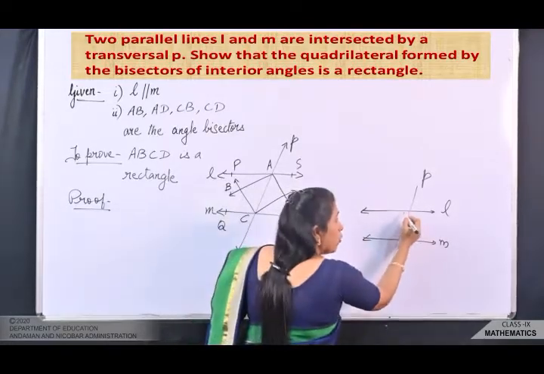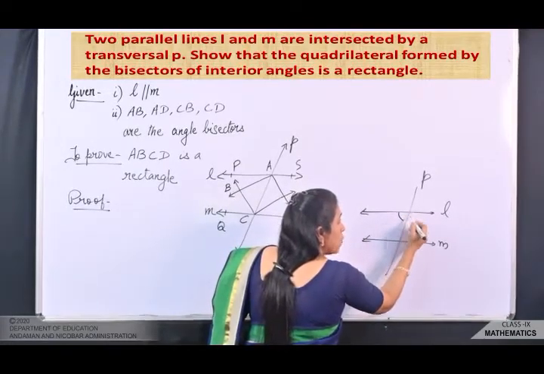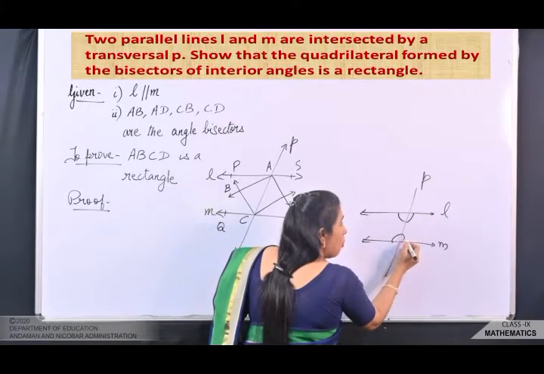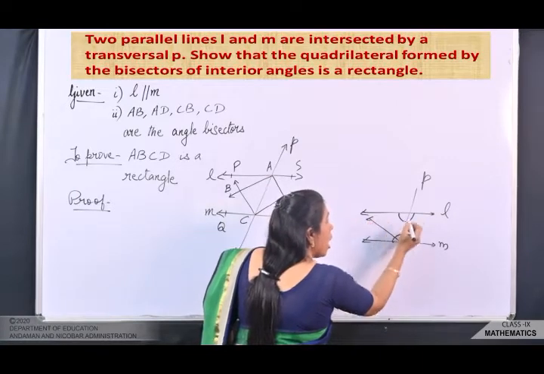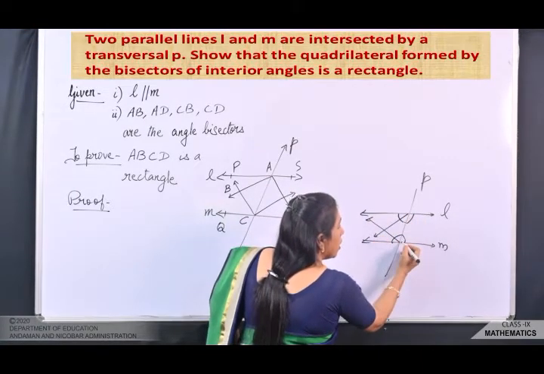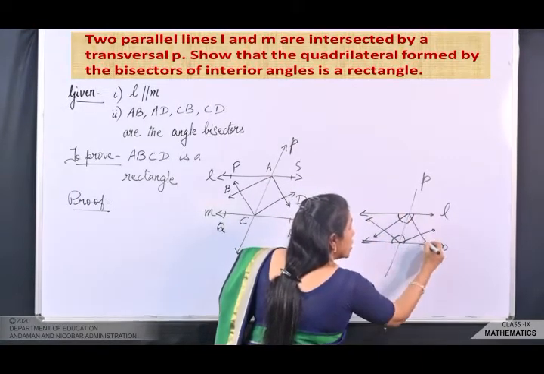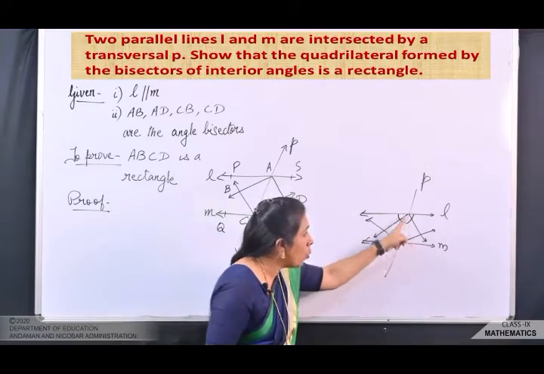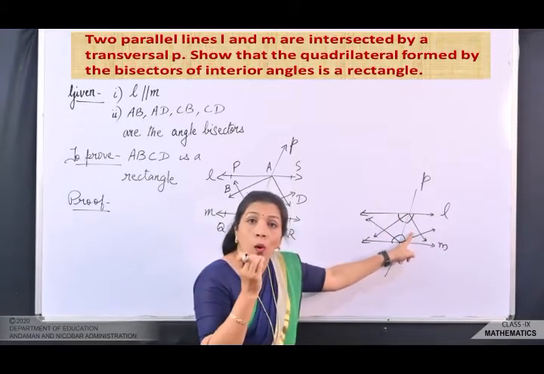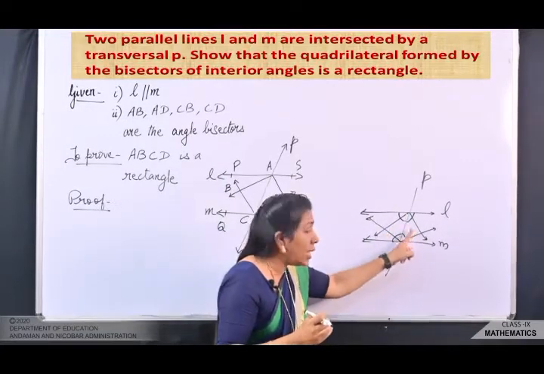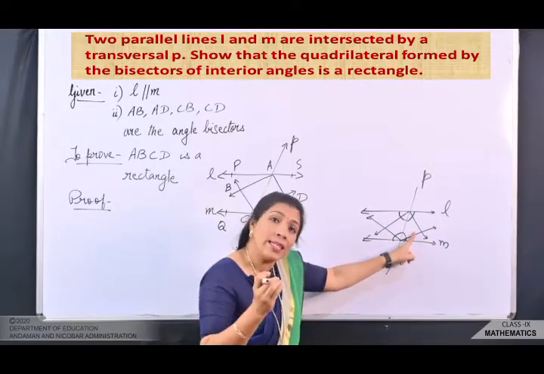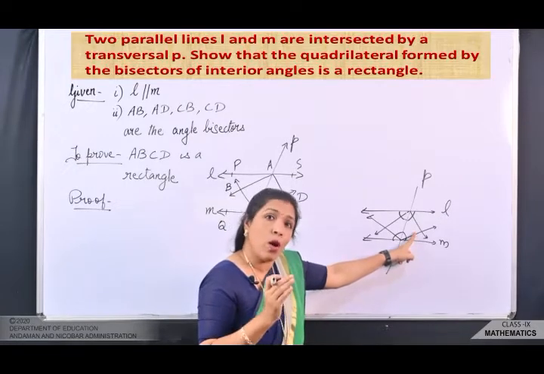That means these are the four interior angles. So these four angles are being bisected and the angle bisectors are moving this way, here and this way. यानी यहाँ पर आपको बीच में you are getting a quadrilateral. You have to prove that this quadrilateral is a rectangle. Okay, that is your question.